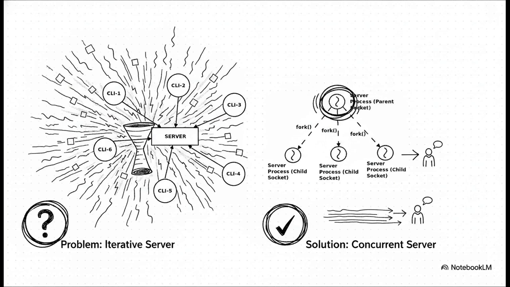If a server handles clients one by one, we call that an iterative server. A much better way to do it is the concurrent server on the right. And how this works is so clever. The main server process, its only job is to listen for new calls.